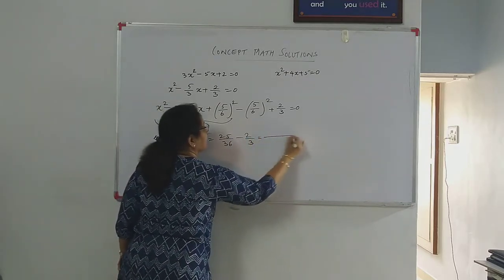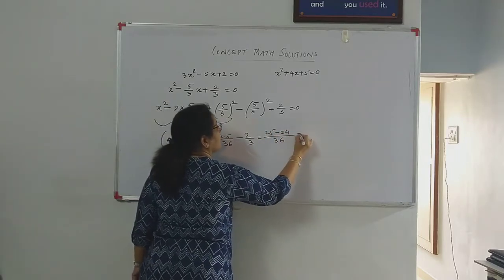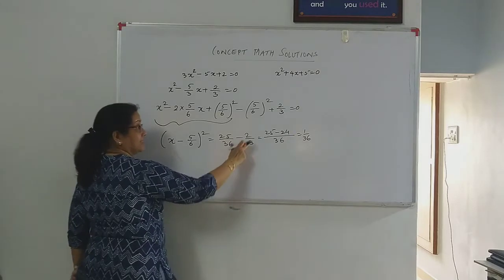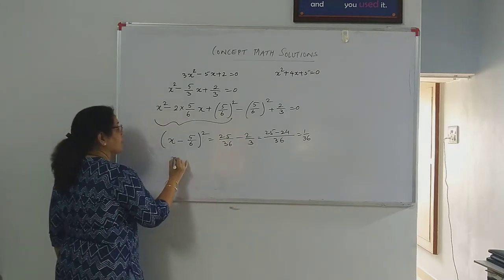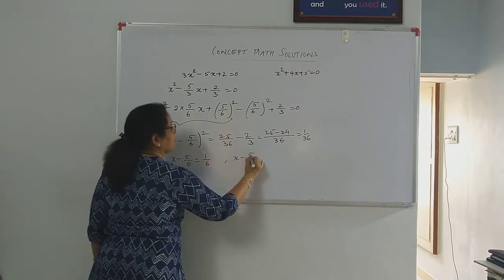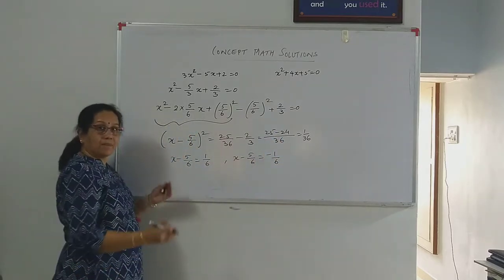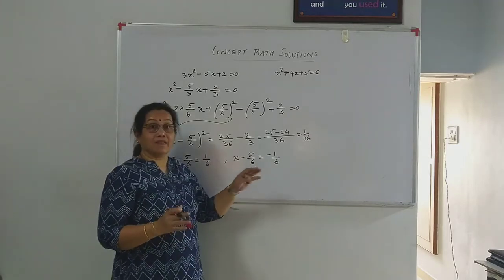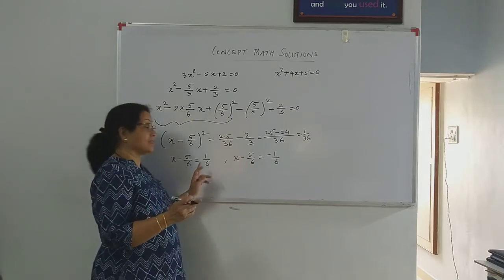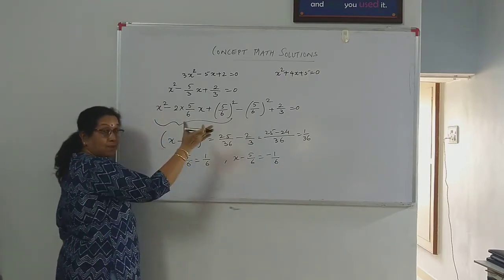So if I subtract this, 36 is the LCM, 25 minus 24, since 2/3 is 24/36. That's 1/36. Yes, because 12 threes are 36, right? So you have x − 5/6 as 1/6 or x − 5/6 as −1/6. It can be positive or negative. 36 is the square of 6 as well as −6. So the root of 1/36 can be plus 1/6 or it can be minus 1/6. Why root? Because the square is 1/36.